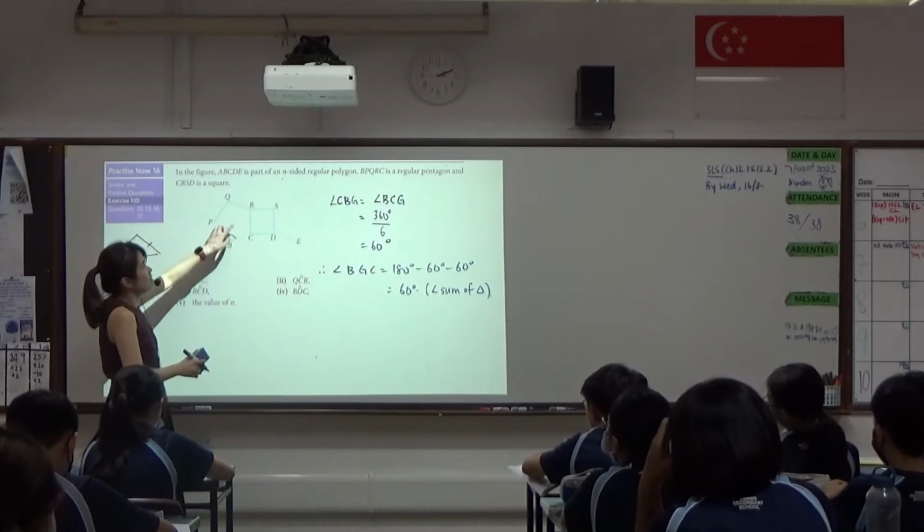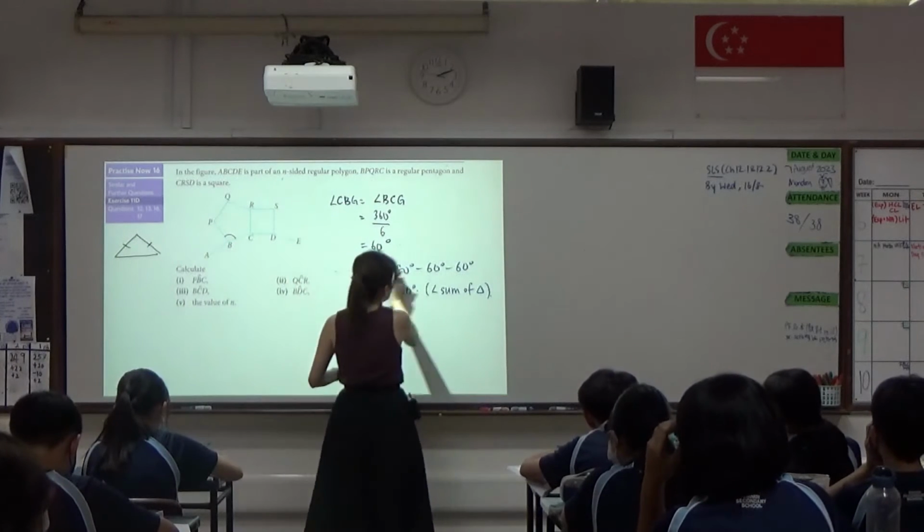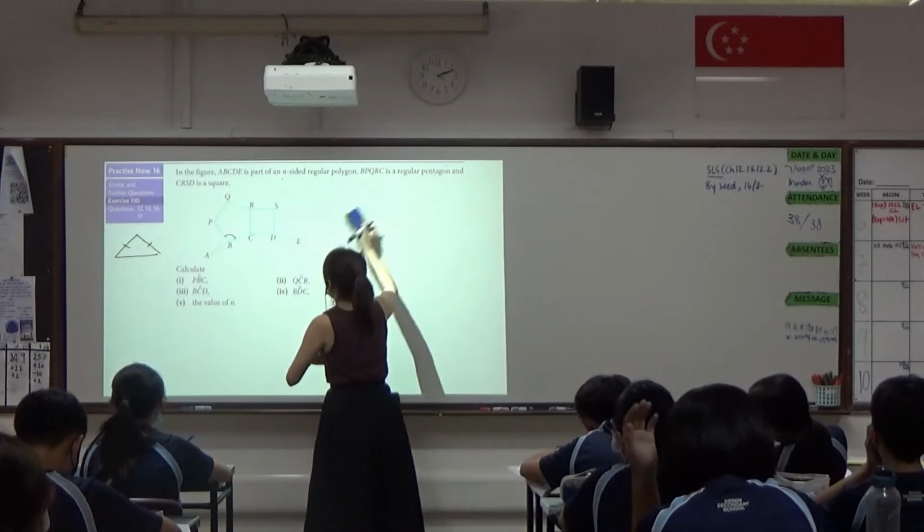Okay, and this is part of our polygon, a pentagon in fact. How can we find out what is angle PBC?